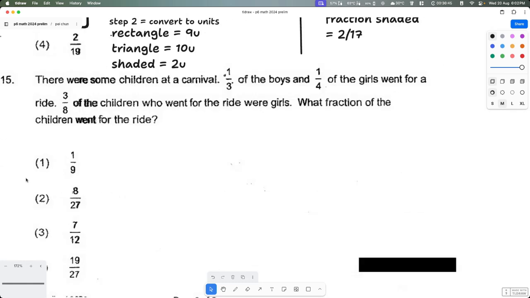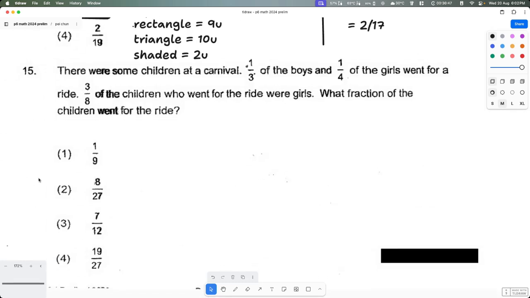Okay, let's move on to question 15. There were some children at the carnival. One third of the boys and one quarter of the girls went for a ride. 3/8 of the children who went for the ride were girls. What fraction of the children went for the ride?